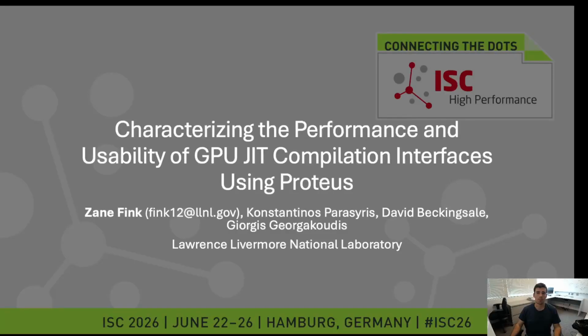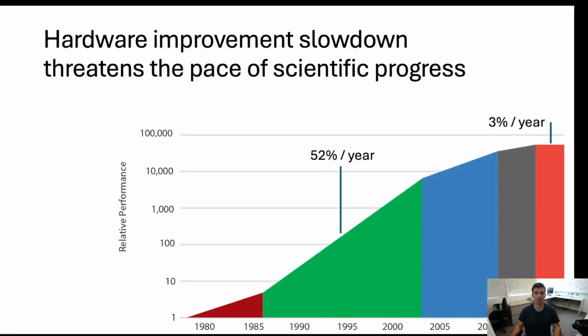As high-performance computing systems drive ever larger swaths of science, the slowdown in hardware performance improvements threatens the pace of scientific discovery. As shown here, the annual hardware-driven performance improvements on the SPEC CPU benchmark plummeted from 52% in the 90s to just 3% by 2015.